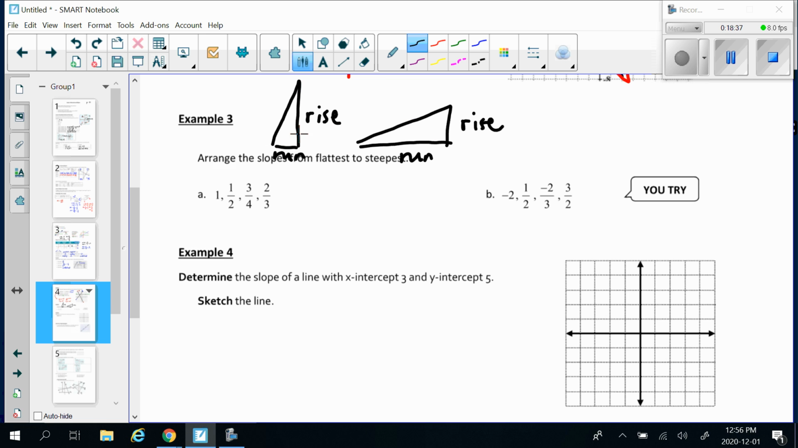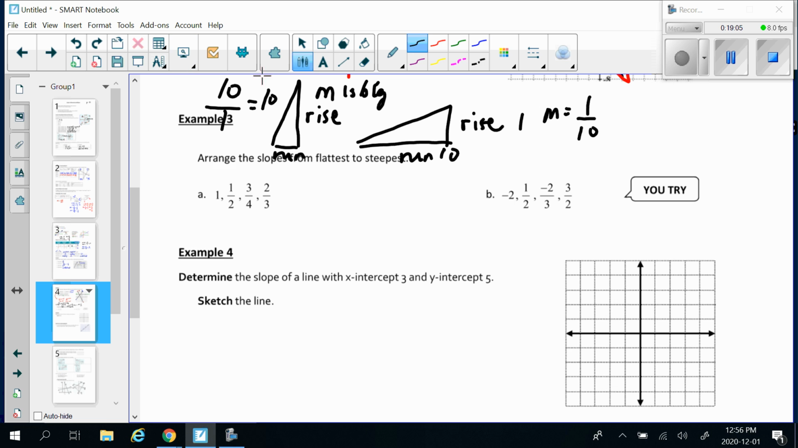These ones are going to have a very large slope. M is big. And the reason it's big is because the rise is on the top. So for example, if you have a rise of 10 and a run of 1, your M is going to be 10. If you have a rise of 1 and a run of 10, your M is going to be this tiny little fraction. So the bigger the slope, the steeper the line.